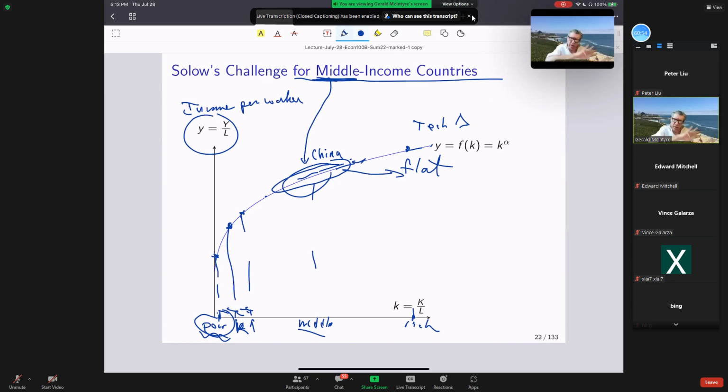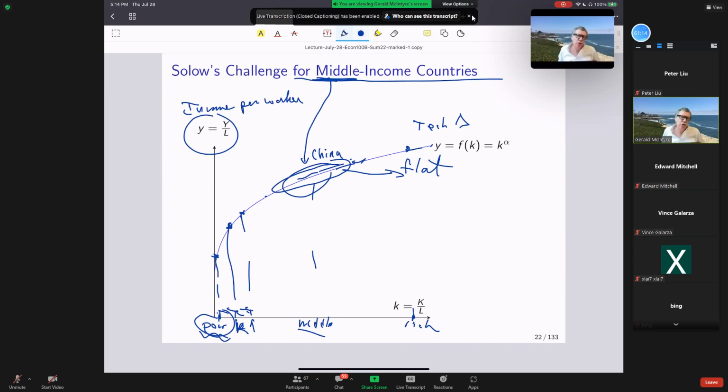This is called development. As you move from poor to middle to rich countries, that's called economic development. And that is the challenge, right? And it's right here on the graph, right? It's right here on the Solow graph. Minds officially blown. Okay.